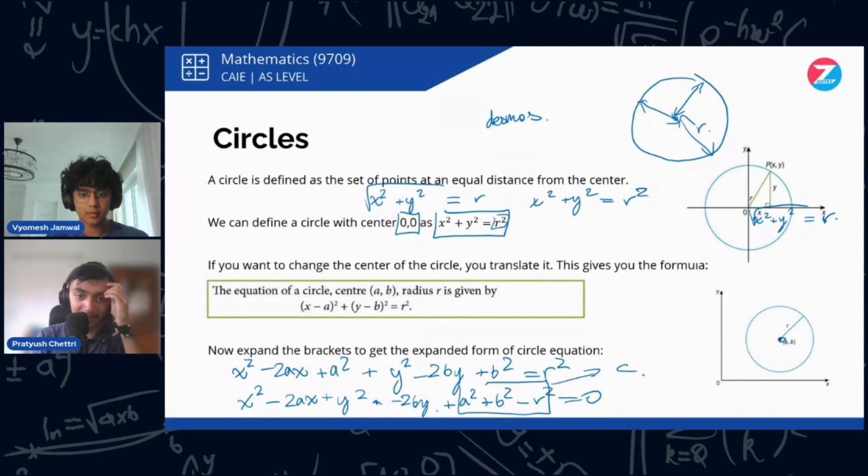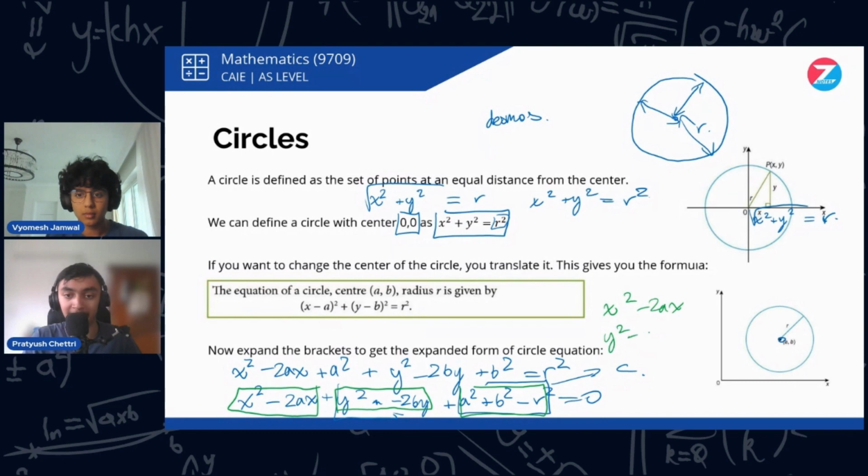This is constant c. And these terms, I'll change color just for a second. These terms here have y in them. These terms have x in them. And these terms are constant. So people like to write x squared minus 2ax, y squared minus 2by, and then the constant term c, which is equal to a squared plus b squared minus r squared.